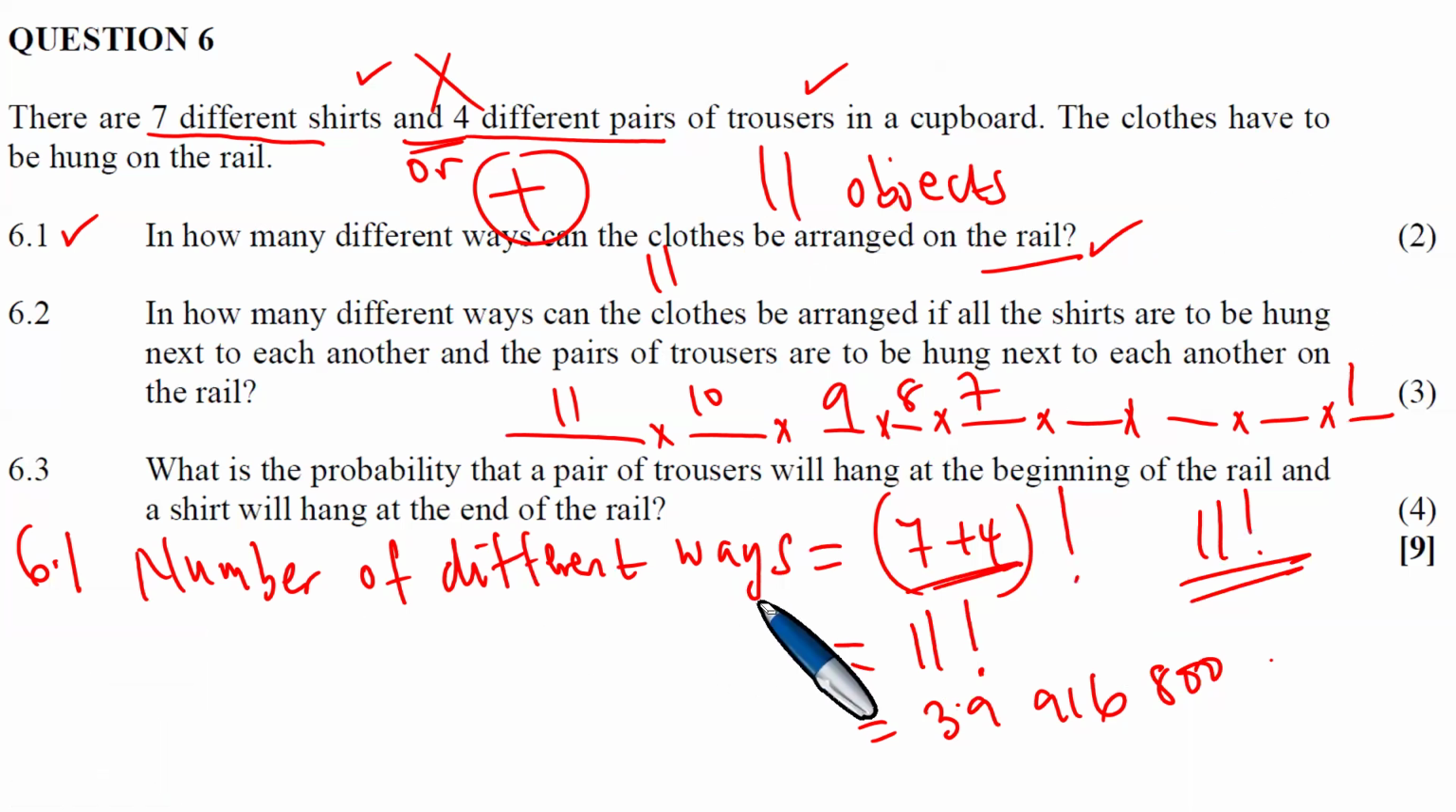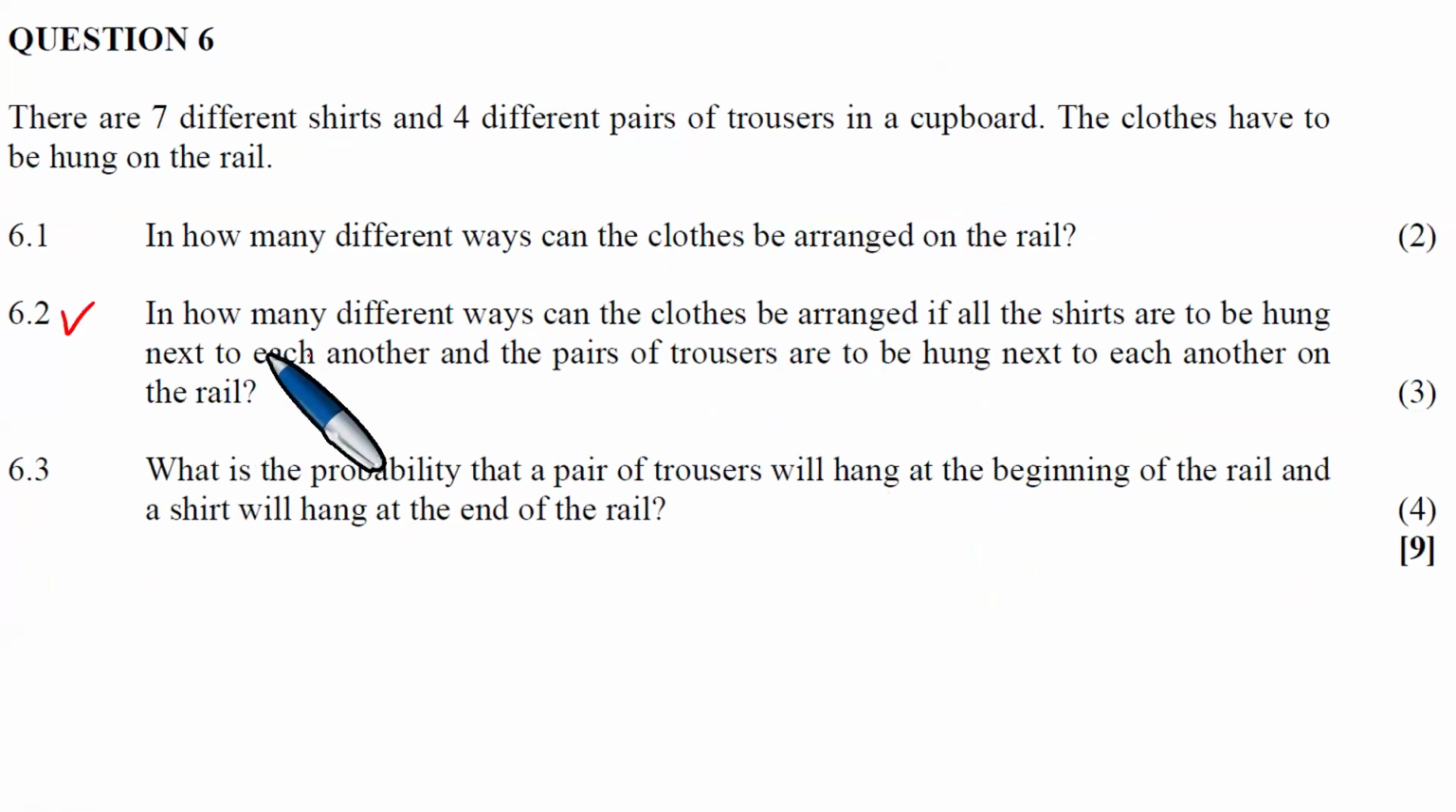Okay, we'll move on to 6.2. In how many different ways can the clothes be arranged if all the shirts are to be hung next to each other and the pairs of trousers are to be hung next to each other? So we put the trousers together and the shirts together. In how many different ways can this be done?